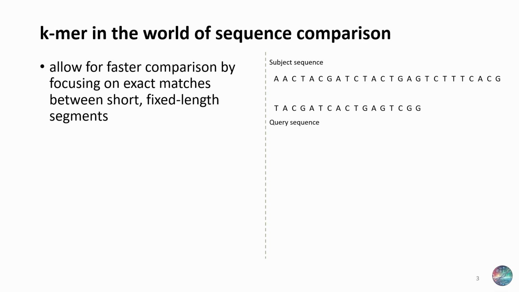We have here our subject sequence and the query sequence below. Instead of sliding our query sequence to compare them, we can extract k-mers from both and look for exact matches between two sequences. This method of comparing exact k-mer matches is faster than traditional methods of alignment and is particularly useful in large-scale genomic analysis where speed and memory efficiency are critical.